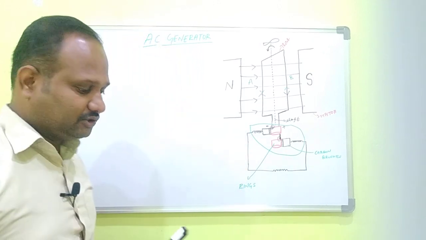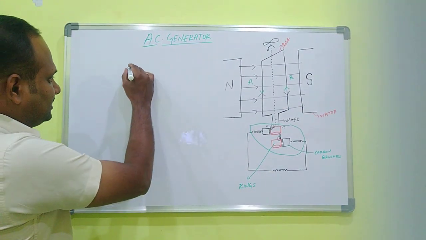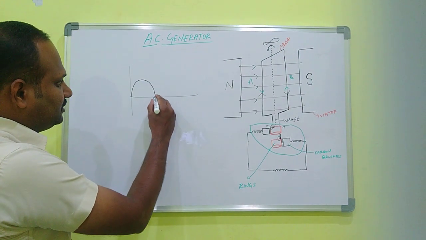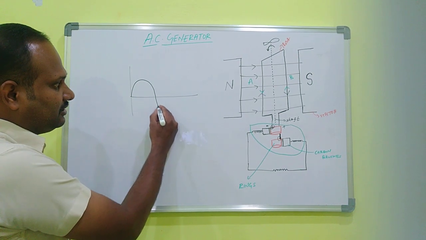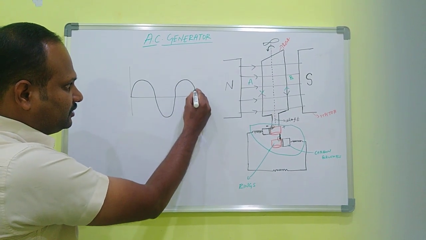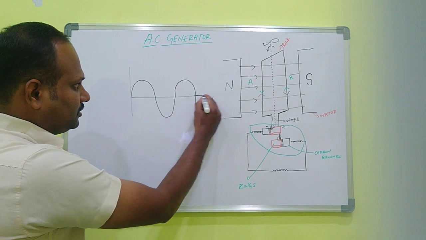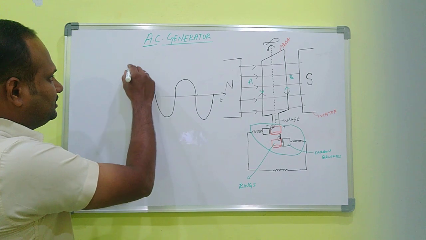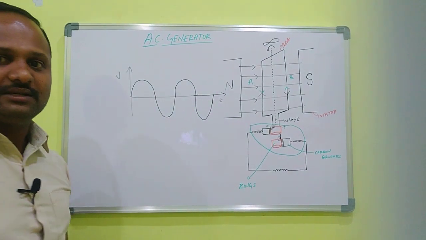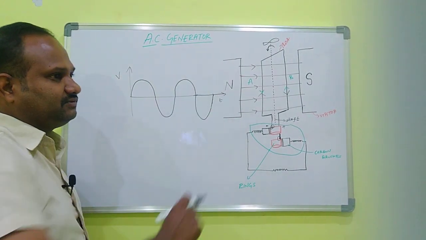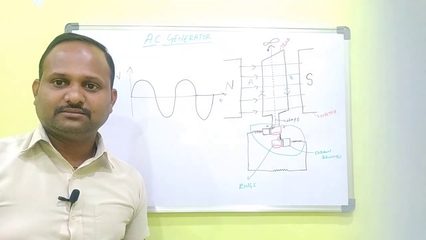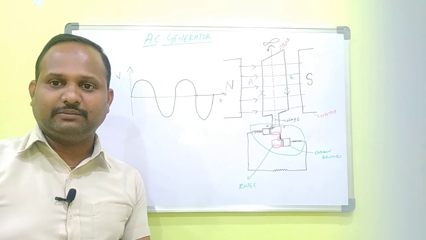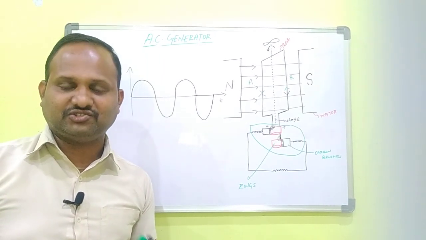What is the nature of the current produced here? The nature is alternating. For example, in the first half rotation, the shape of the current is like this. The next half rotation, this. The next half rotation, and the next. Taking time on the x-axis and voltage, EMF, on the y-axis, we get this shape of waves. These waves are sinusoidal waves. So a sinusoidal, time-varying alternating current will be induced by the generator. That is called an AC generator.